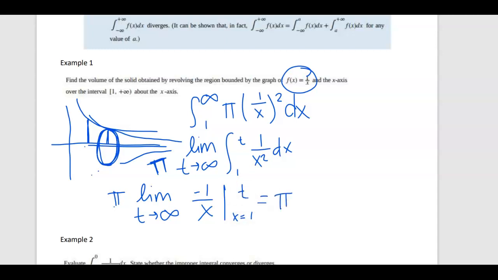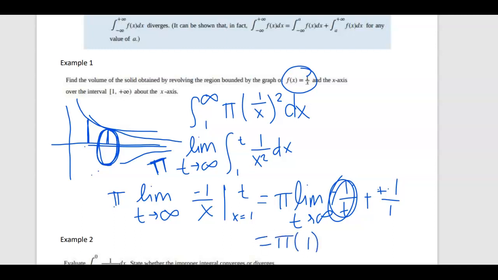Okay, leave the pi out here. Let's plug that in. Limit as t goes to infinity of negative 1 over t minus negative 1 over 1, or plus 1, if you will. All right, now let's evaluate. As t goes to infinity, this term goes to 0. So I just get pi times 1. So that volume, y'all, is pi.